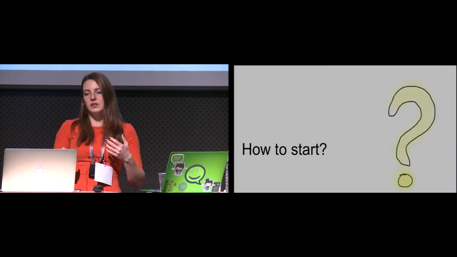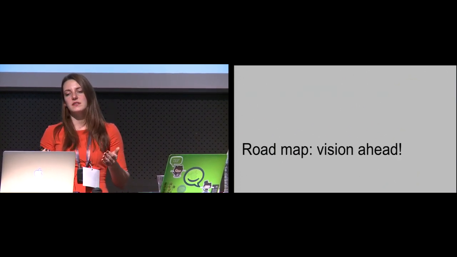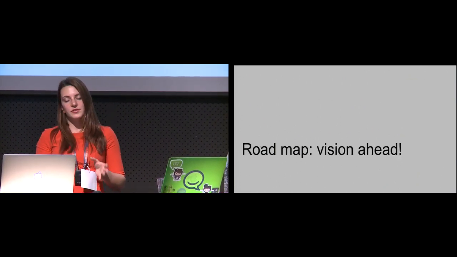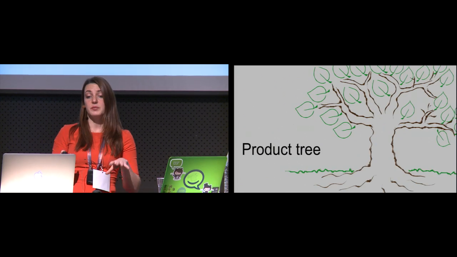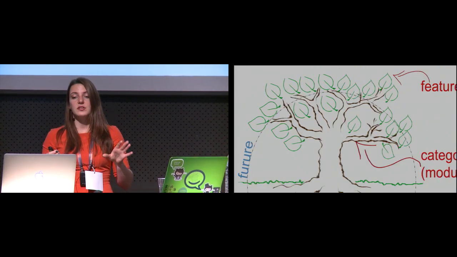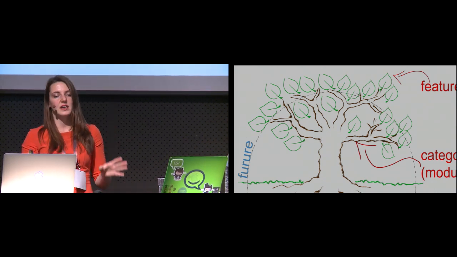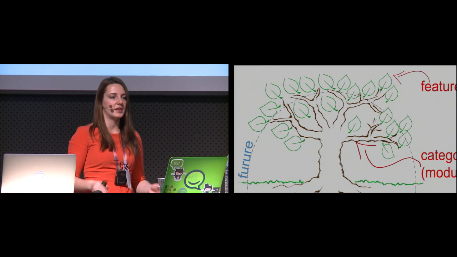So first of all, we need to think about how we can start. Usually the first start is identifying the vision. What I recommend is a product tree. Product tree, it's basically a non-linear way of capturing the high-level ideas. There are not user stories, there are not epics, there are ideas.